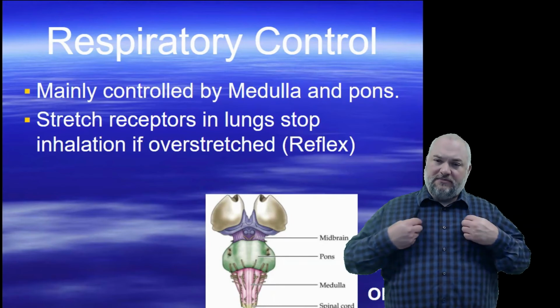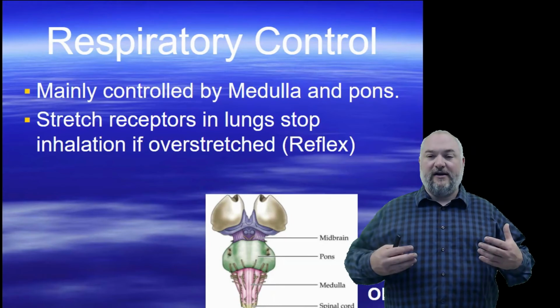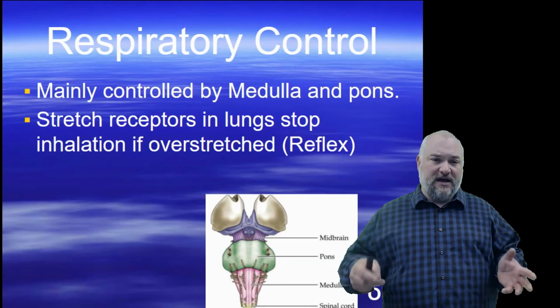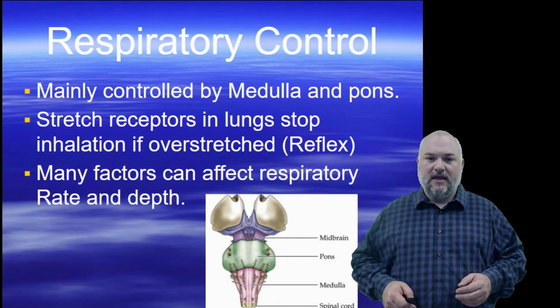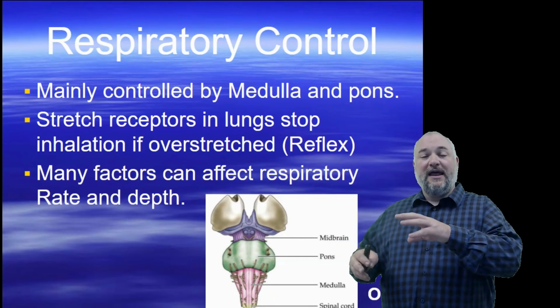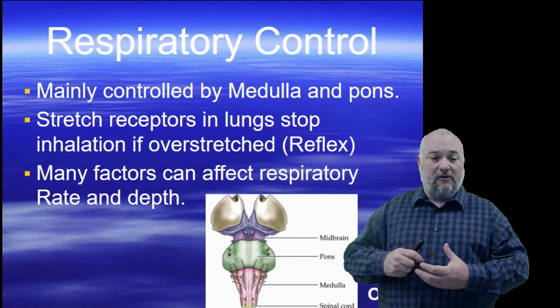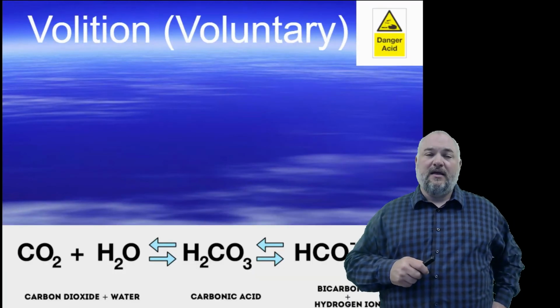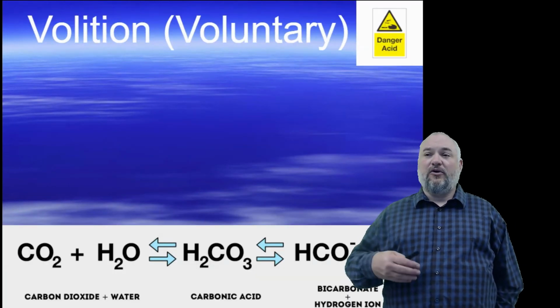We also have stretch receptors in the lungs to keep us from overinflating our lungs. It's not too much of a danger, but it is a bit of one, so we do have those in there. And many factors can affect the respiratory rate, or how fast we breathe, and depth, how much air we move in and out every time we breathe. So volition, or voluntary.